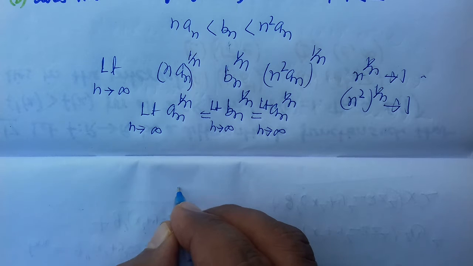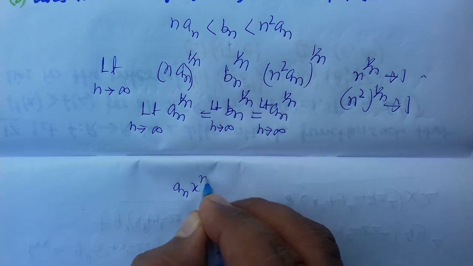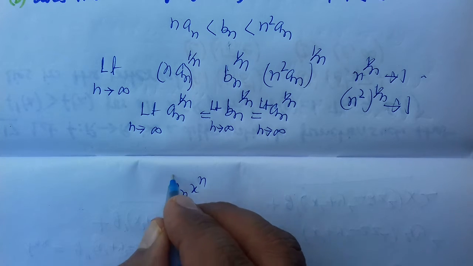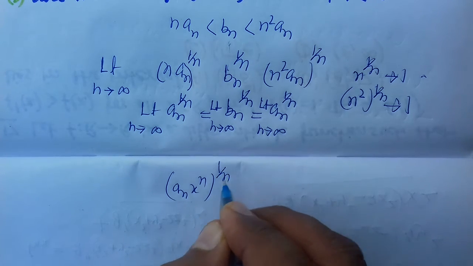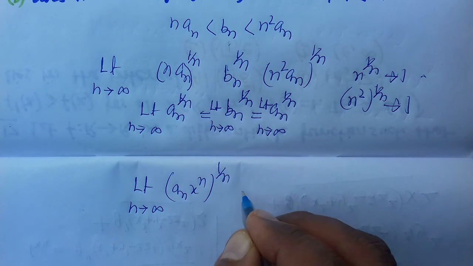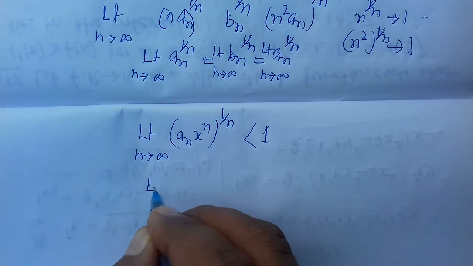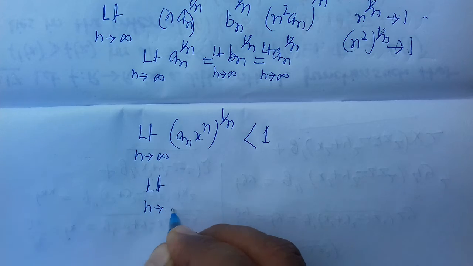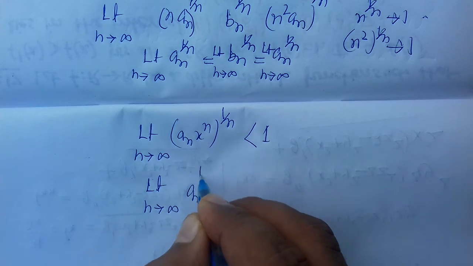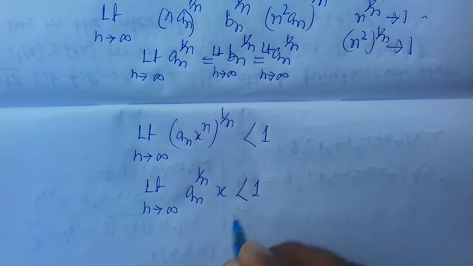Let us check convergence of the first series. The nth term is a_n x^n. So according to Cauchy, we take the 1/n power, limit as n tends to infinity. This should be less than 1, so limit of a_n^(1/n) times |x| must be less than 1.